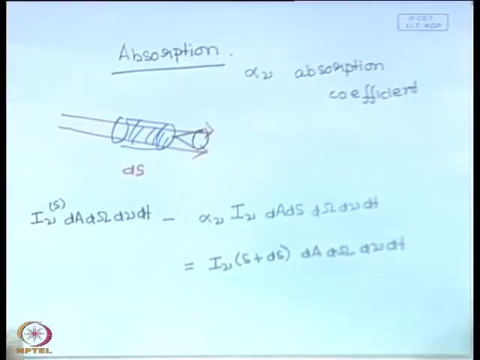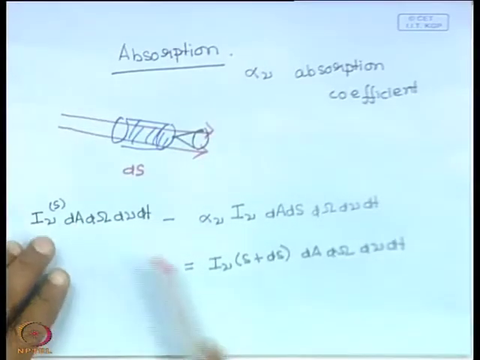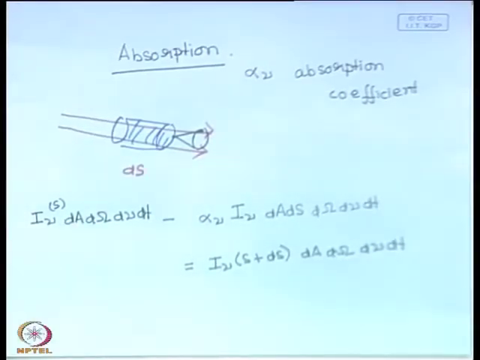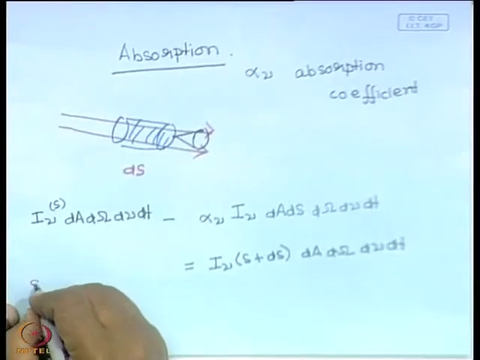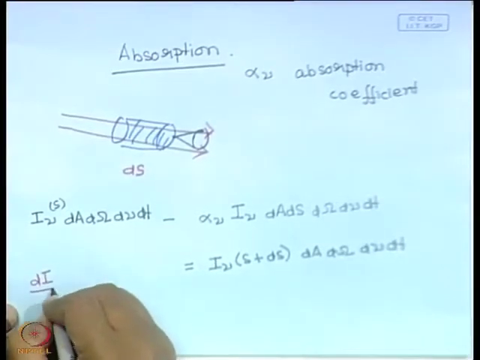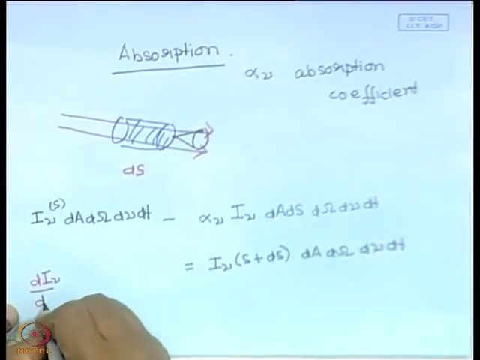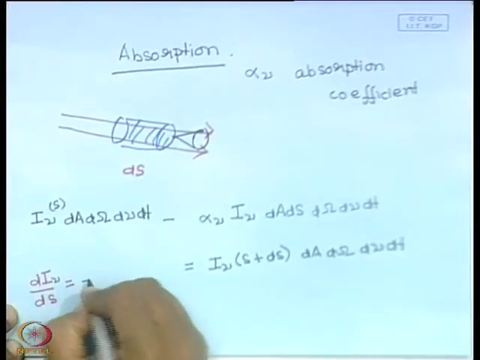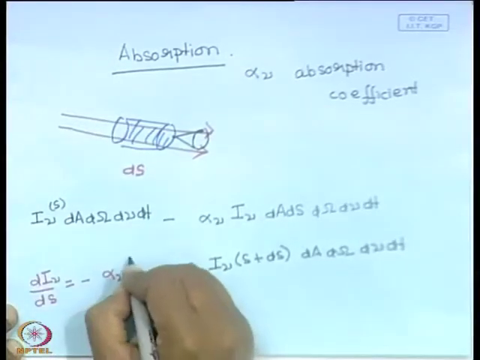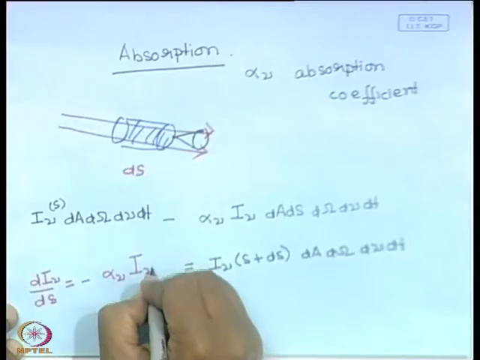So the absorption process, again doing the same thing, now gives rise to a decrement in the specific intensity, and the decrement we see is dI nu by ds is equal to minus alpha nu I nu.